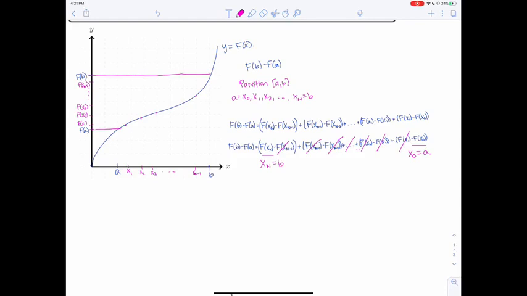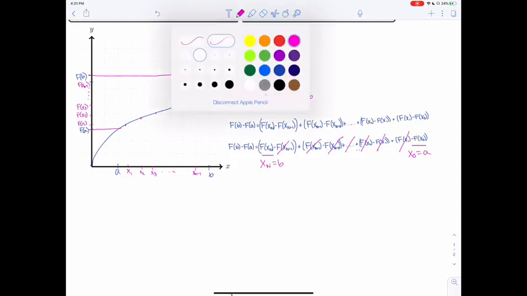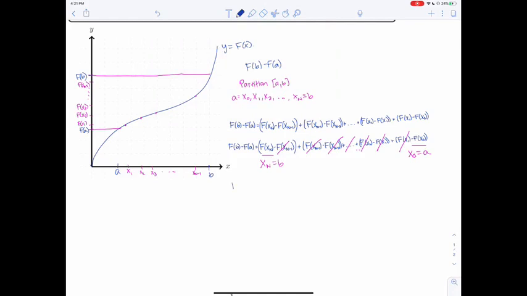Okay. So what we essentially just did is we wrote F of b minus F of a as the sum of F of xi minus F of xi minus 1, where i is ranging from 1 to n. Okay, well, let's look at each of these individual pieces.